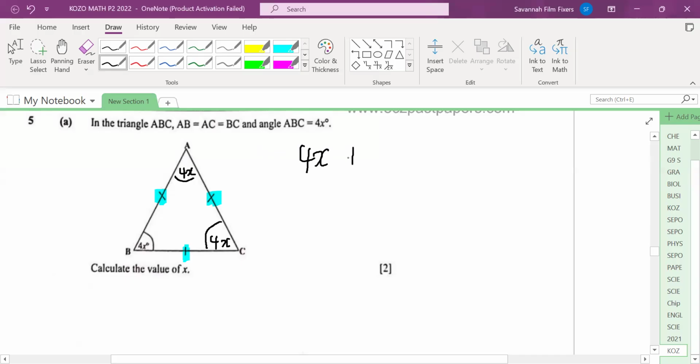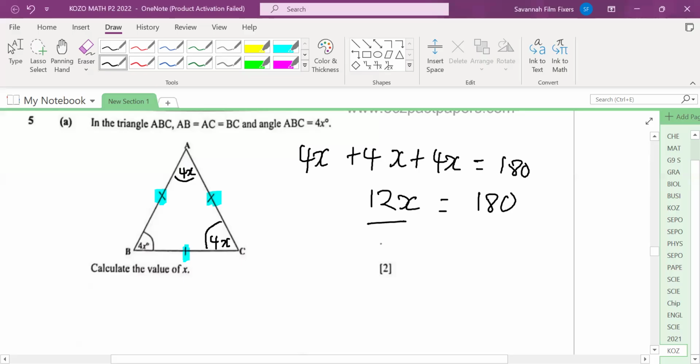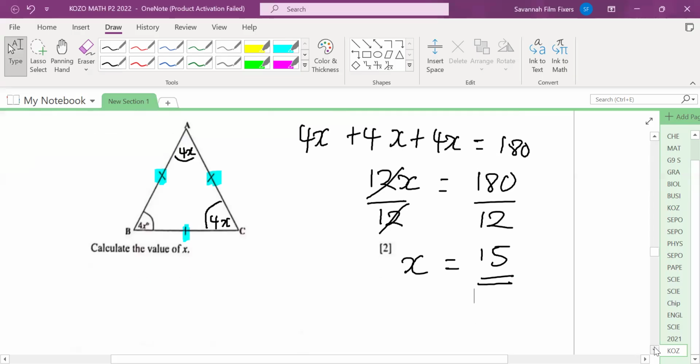So it will be 4x plus 4x plus 4x is equal to 180 because interior angles add up to 180 in any triangle, right? So this will be 12x is equal to 180. If we divide both sides by 12, x will be equal to 15, 15 degrees. Okay, well, this is fine.